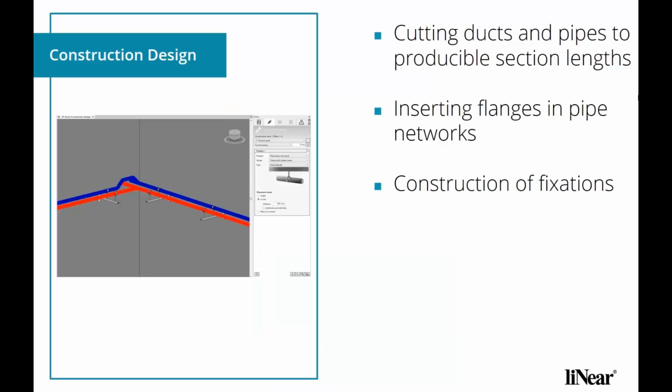The construction design workflow is used to edit pipe and duct networks to create the design for the construction site. Before we start to use this workflow, we have to make sure that the project is finished for all disciplines. With the functions of this discipline, you can cut ducts to producible section lengths, display pipes in available delivery lengths, insert flanges in pipe networks, add fixations to pipes and ducts, and insert item numbers.